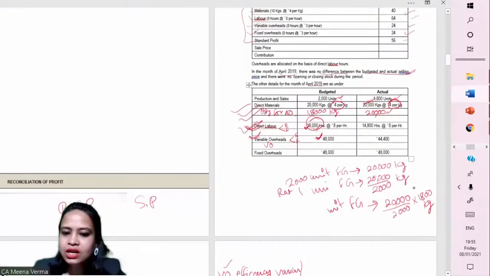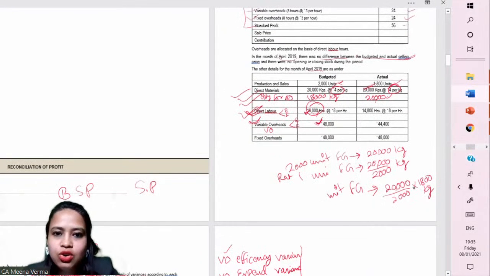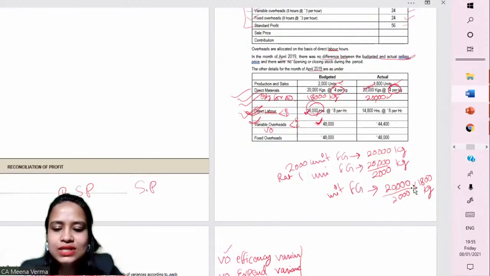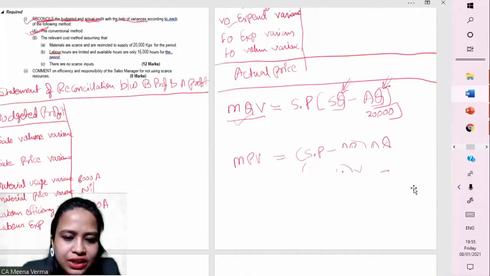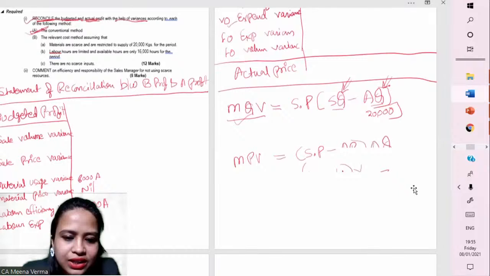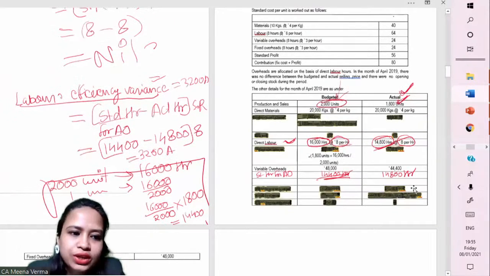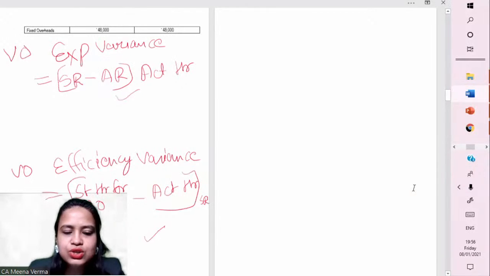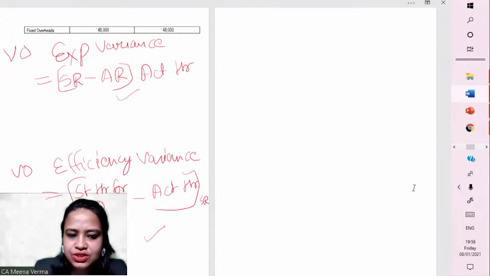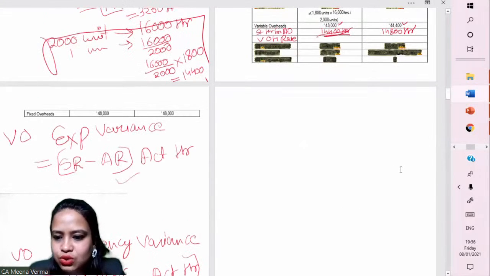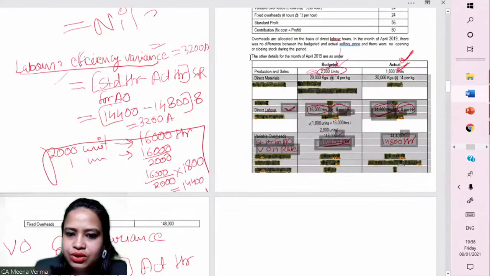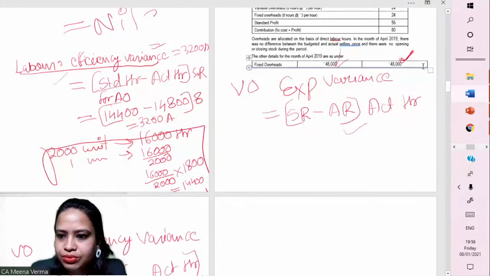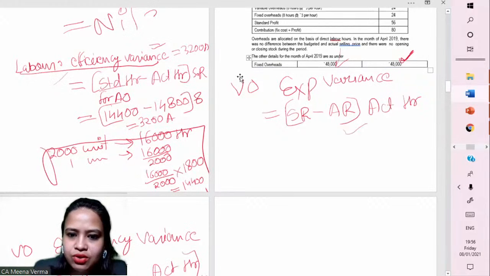Rate, remember, means the cost per hour, not the cost per unit. See, in case of labor rate variance, it is the labor cost per hour. Similarly, for variable overhead expenditure variance, you need the information per hour, not per unit.